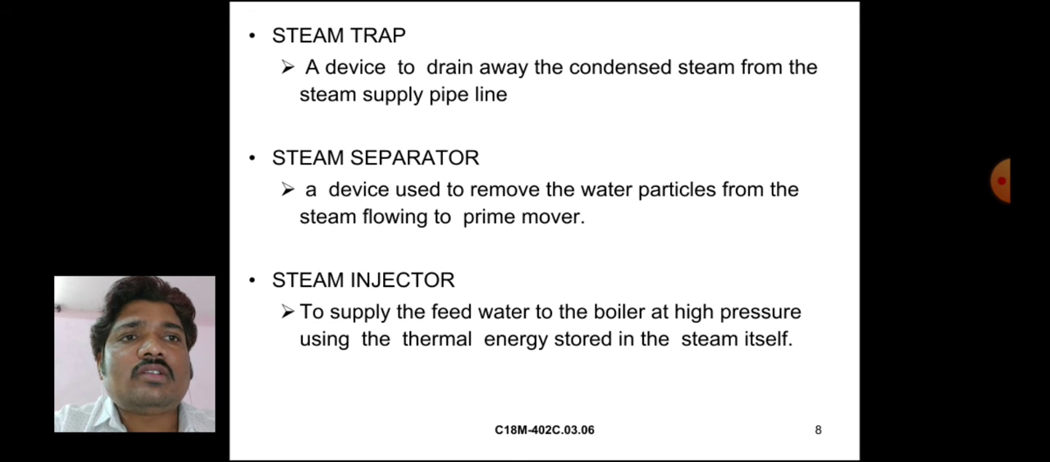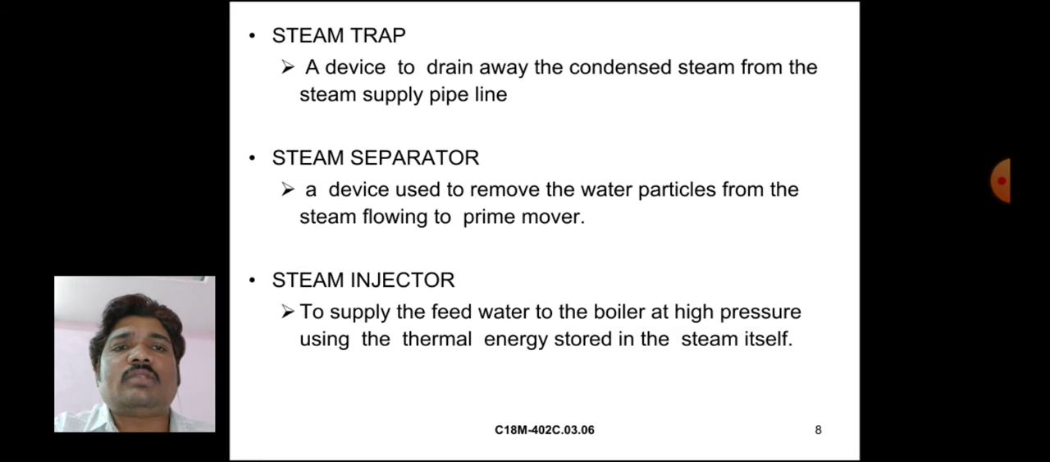It supplies the feed water to the boiler at high pressure using the thermal energy stored in the steam itself. In the steam injector, the thermal energy stored in the steam is what makes it useful for supplying the feed water to the boiler at high pressure.